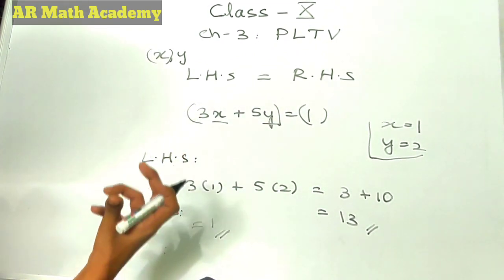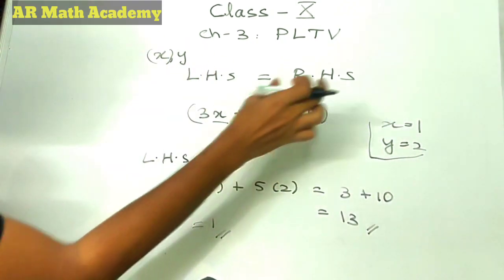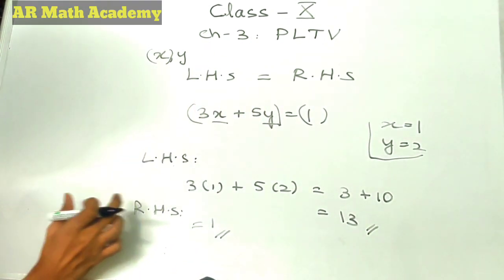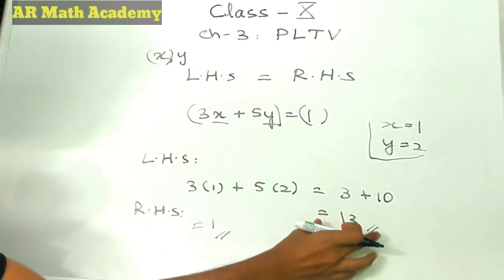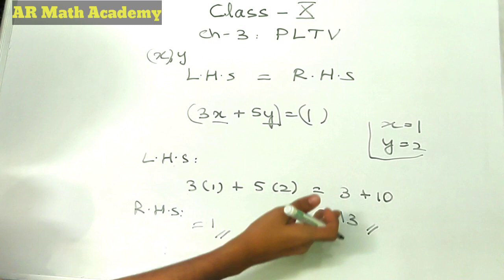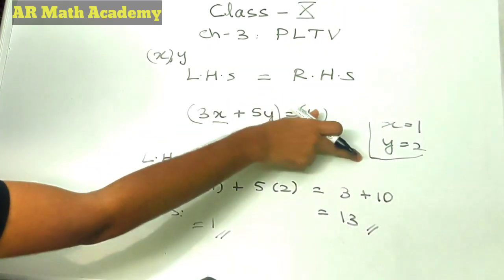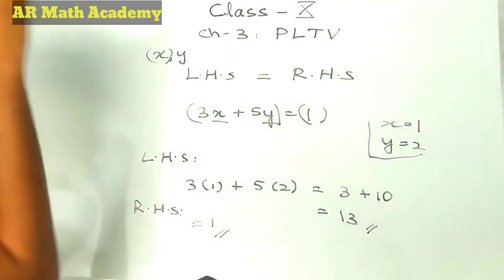What does that mean? It means that the value of the LHS, which is the left hand side, must be equal to the value of the RHS, which is the right hand side. Now over here we are obtaining the LHS as 13 and the RHS as 1. Well, you can obviously see that 13 is not equal to 1. Hence, the values 1 and 2 substituted in place of x and y are wrong.